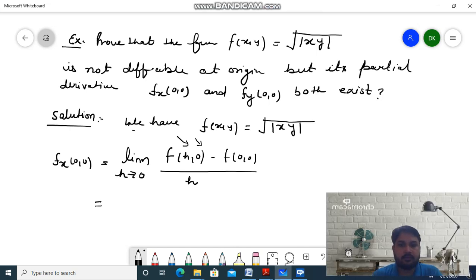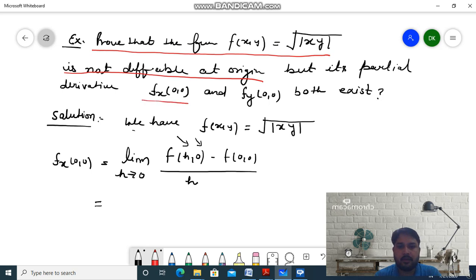Hello guys, today we will deal with an example in which we will show that the given function is not differentiable at origin, even though its partial derivative exists at that point. So here we have to prove that the given function, defined as square root of mod x into y, is not differentiable at origin (0, 0), but its first order partial derivatives, fx at (0, 0) and fy at (0, 0), both exist, even though the function is not differentiable.